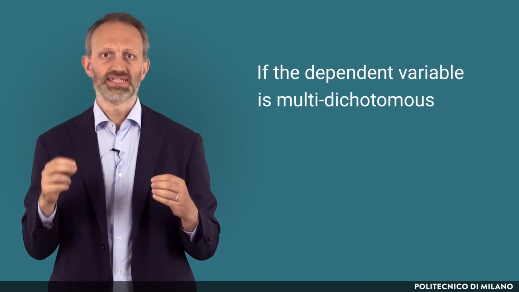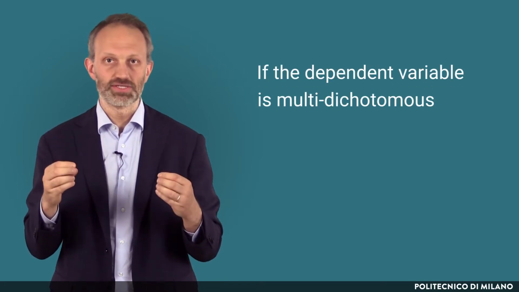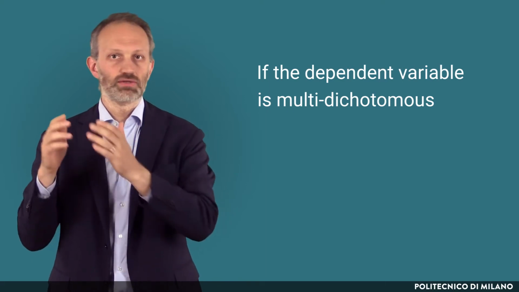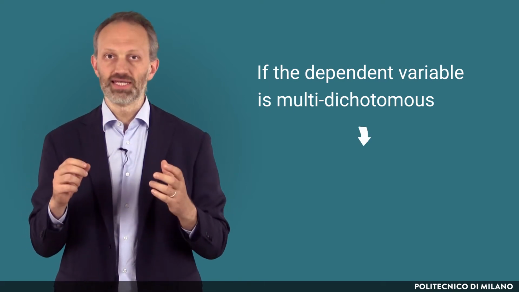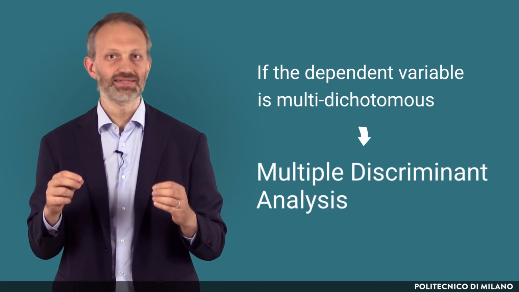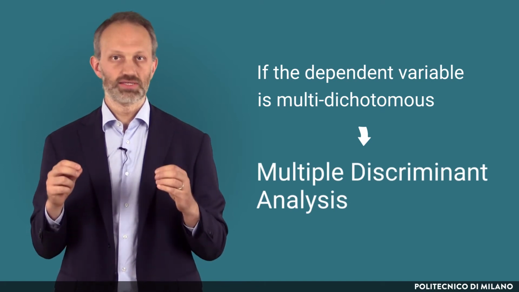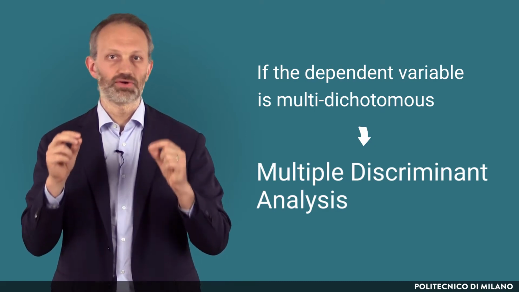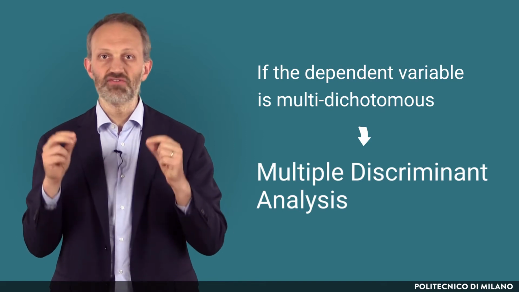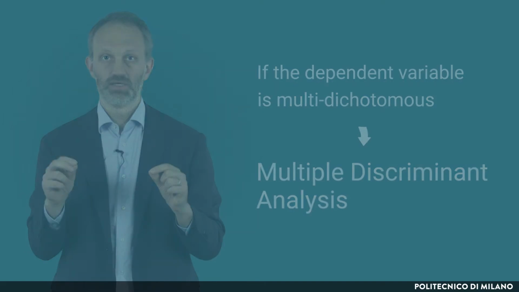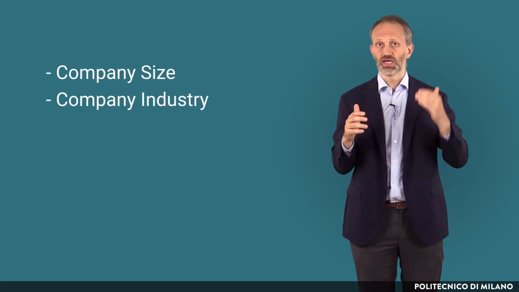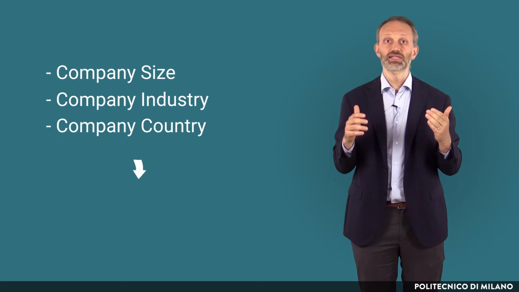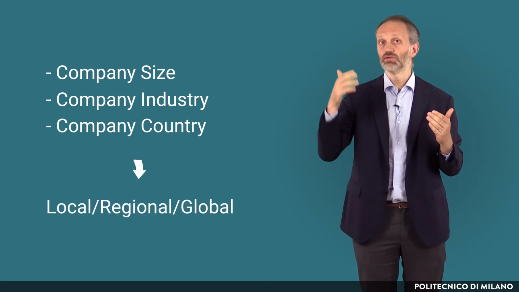If the dependent variable is multidichotomous, that is consisting of multiple categories, such as local, regional, and global, the appropriate technique is called multiple discriminant analysis. We use it to predict the likelihood that a respondent will belong to a particular class or group based on several independent variables. For example, we may want to test if company size, industry, and country are related to the categorization into local, regional, global.